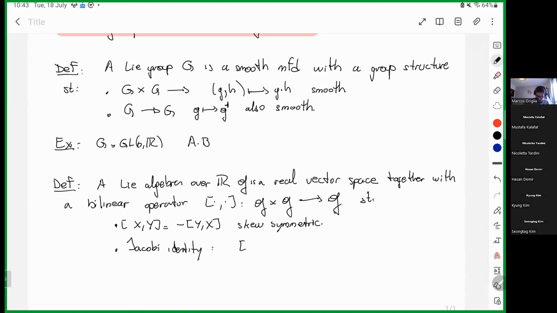This cyclic sum has to be zero. So [x, [y, z]] plus [y, [z, x]] plus [z, [x, y]] has to be zero for any x, y, and z in your vector space. So that's the definition of a Lie algebra.